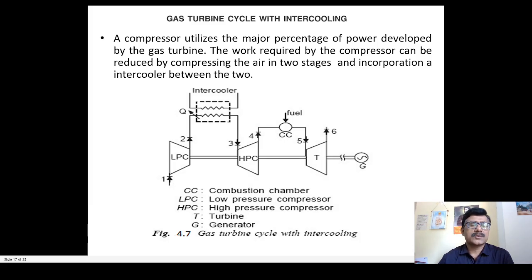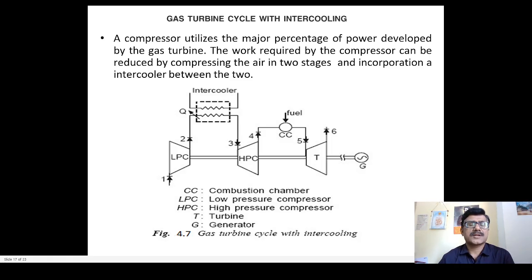The arrangement for the intercooling is normally used to reduce the work which is required for the compression of the air, especially when the pressure ratio is very high. Instead of compressing the air from initial to the final pressure, we compress the air in a multi-stage compression process.